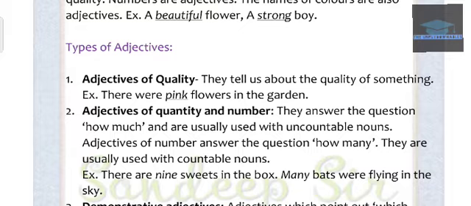Here are the examples of both of them. For adjective of quantity, the example is... For adjective of number, the example is there are 9 sweets in the box. 9 is the adjective here. And in the next example, we have many bats were flying in the sky. Many here is the adjective.